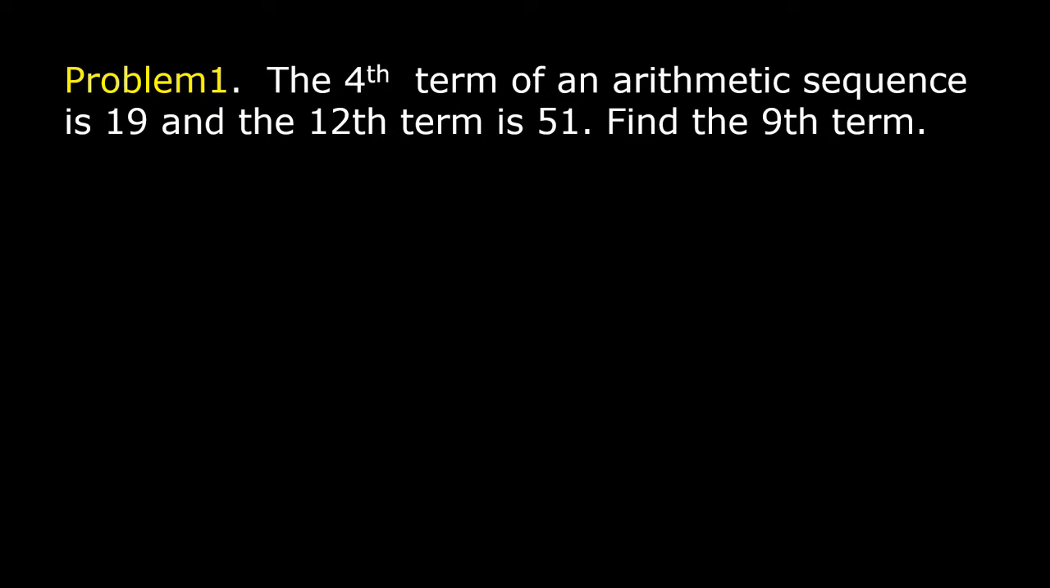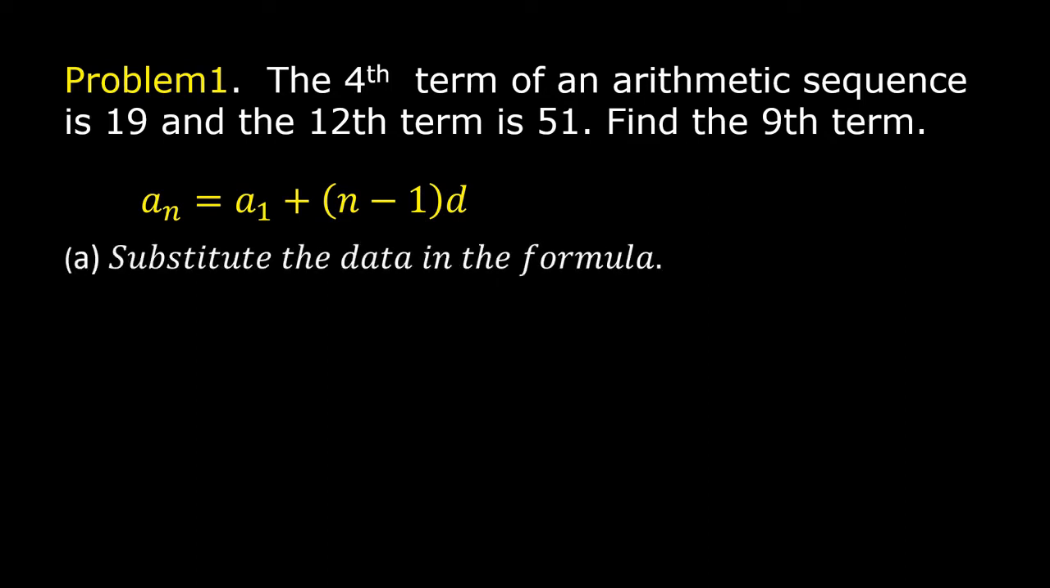The formula for arithmetic sequence is a sub n is equal to a sub 1 plus the quantity n minus 1 times d. Substitute the data in the formula. The problem says the fourth term of an arithmetic sequence is 19. So n is 4 and a sub n is 19. So we have 19 is equal to a sub 1 plus the quantity 4 minus 1 times d.